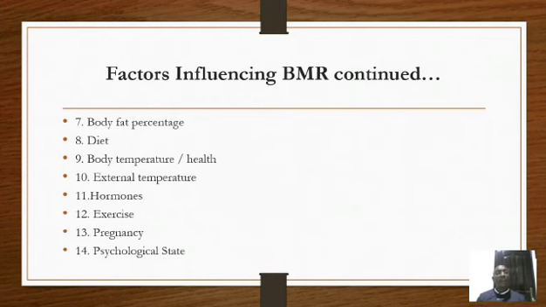The other factor is diet. What do you feed on? There are organisms that take in foods with less fat, others with too much fat, others with a diet that is rich in proteins, others with a diet rich in carbohydrates. Therefore, the diet, what you feed on, also determines the basal metabolic rate.